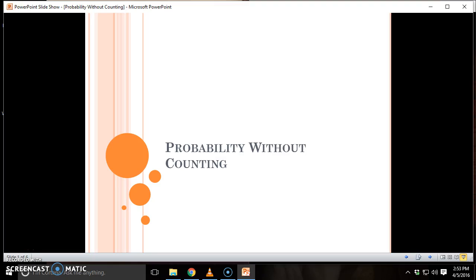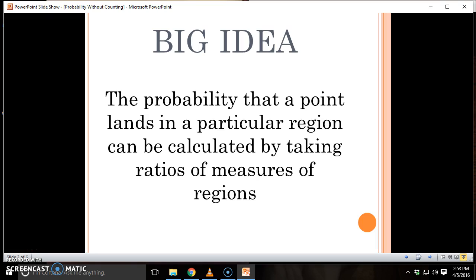This algebra lesson is going to look at probability without counting, and basically the idea is that we're going to be looking at some probability examples with geometric shapes or area. The big idea is that the probability that a point lands in a particular region can be calculated by taking ratios of measures of regions.